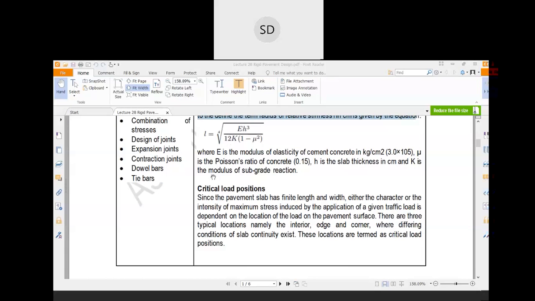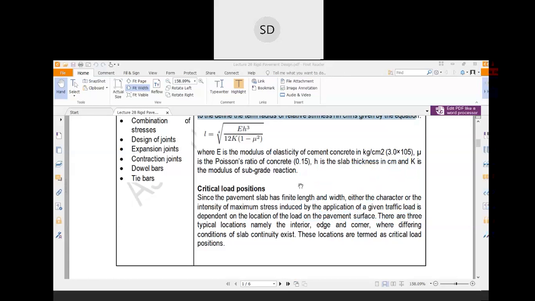Now, another thing is there, that is critical load position. So basically, in the rigid pavement, suppose this is your rigid pavement that is like a plate or like a slab. There are different critical positions where load would be maximum or where load would be critical. So basically these are called critical positions. These critical positions are generally the corner, the edge, and the interior loading. So these are the critical positions of the load.